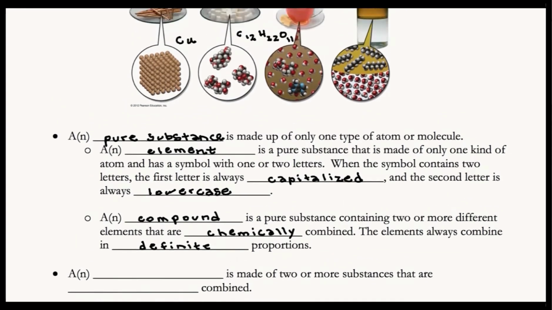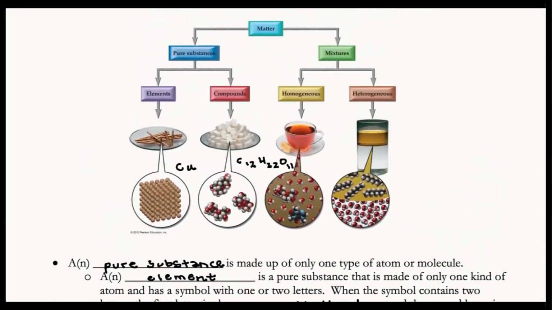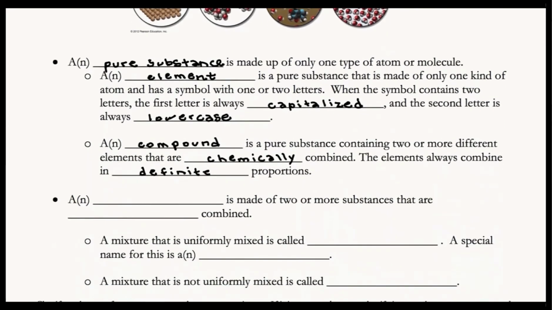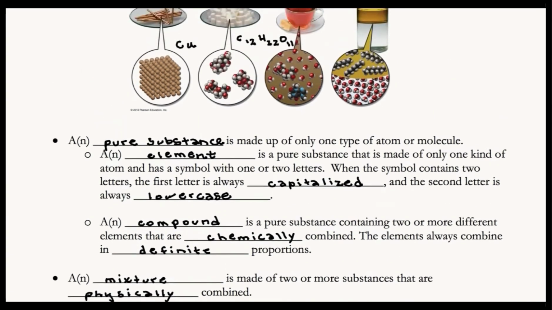Okay? So those are pure substances. Okay? Pure substance, only one type of atom or molecule. If you have just one type of atom, it's an element. If you have more than one type of atom that is chemically bound, it is a compound. Now let's talk about mixtures. So a mixture is made up of two or more substances that are physically combined. So they're mixed together. They are not chemically bound to each other. They don't form bonds. So you can see in this diagram here, we've got two different examples.